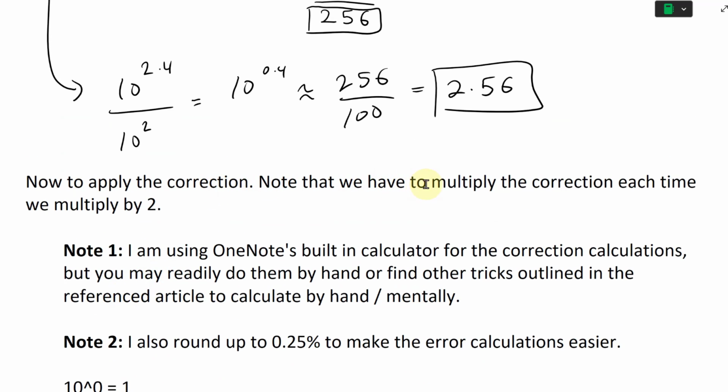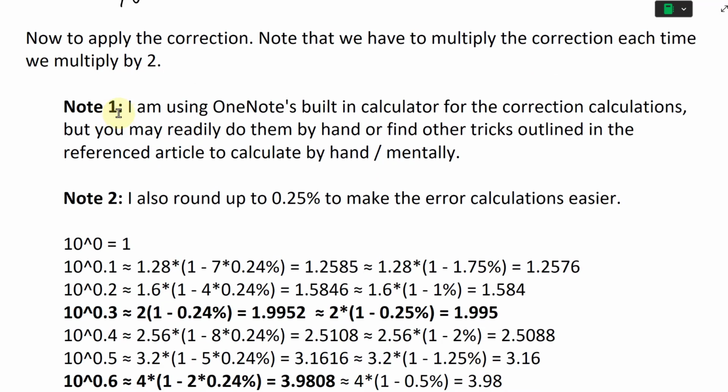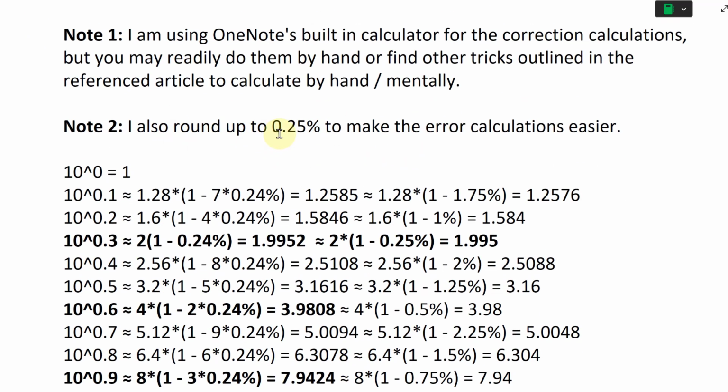Note that we have to multiply the correction each time we multiply by 2. And note 1, I'm using OneNote's built-in calculator for the correction calculations, but you may readily do them by hand or find other tricks outlined in the reference article to calculate by hand or mentally. And note 2, I also round up to 0.25% to make the error calculations even easier here.